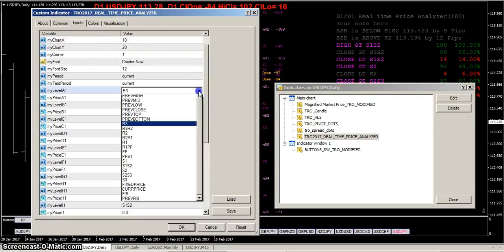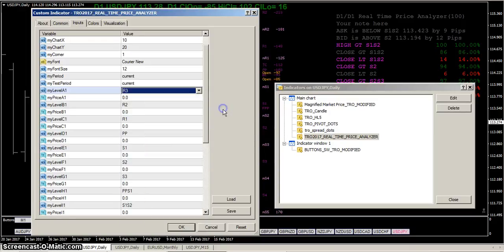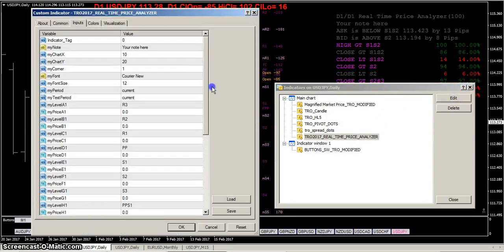And remember, you can change these to whatever you want. Fixed price, if you want to do a test on a fixed price, you can. And also, just like in the other analyzer, you can say R3 and a price. You can either say R3 plus 10 pips or R3 minus 10 pips. Just like that. So that's how that works.